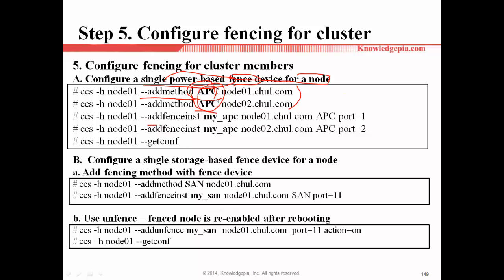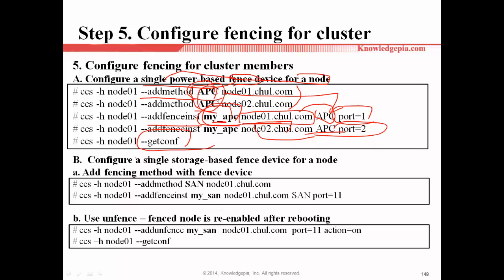And after that, add fence instance. In my case here, my APC. So my APC is the name of the fencing device. With this fencing device, this node1 char.com, and APC means the fencing method. And this node will use port number 1. And node 2 is the same, but this one will use port number 2. And after that, if you want to see all configurations, then getconf.